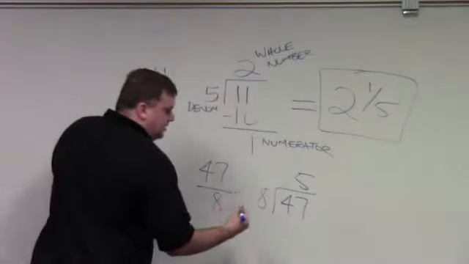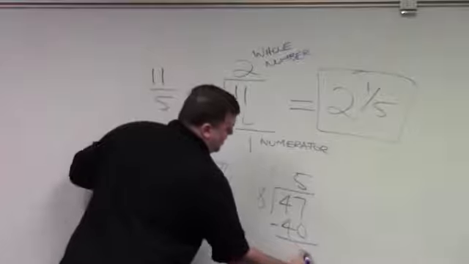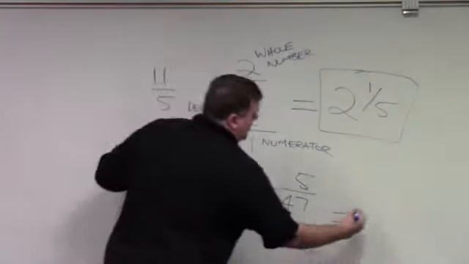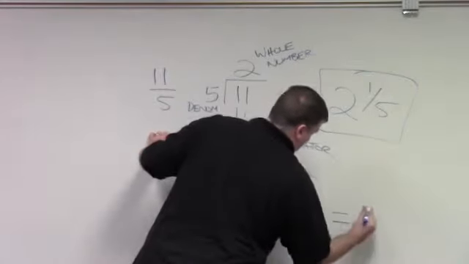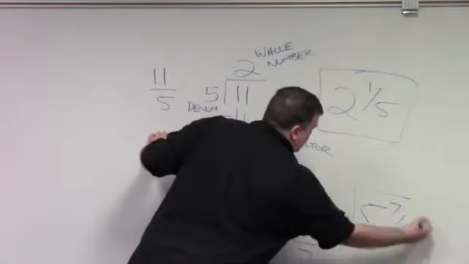5 times 8 is 40. We subtract, we get a remainder of 7. So my next number would be 8. Oh, thank you. 5 and 7 eighths, correct.